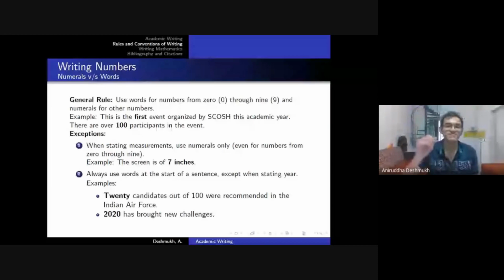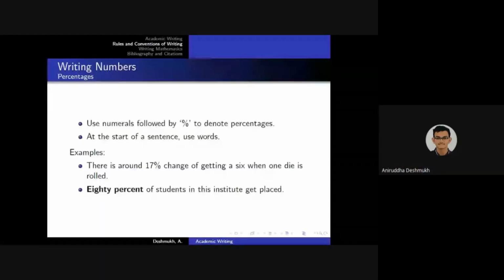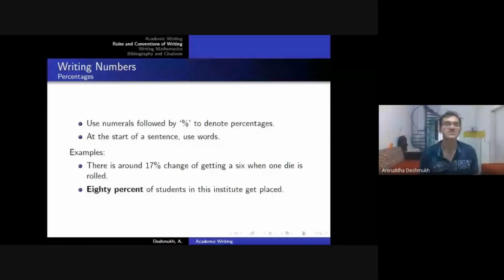How to write percentages? I don't think many people will have a problem here, because all textbooks and all publications use the convention of writing the numeral followed by the sign of percentage. So this is what you need to remember. But at the start of a sentence, we do use words. So in the second example, where I have written that 80% of the students in this institute get placed, I have not used 80 and the sign of percentage. I have written it in words.